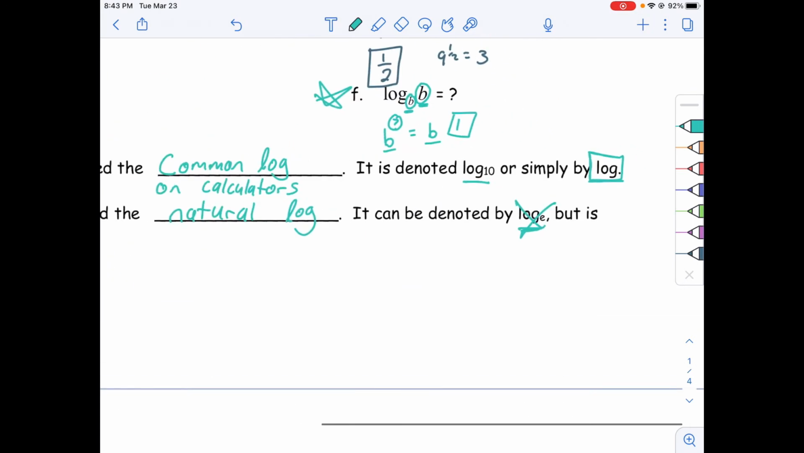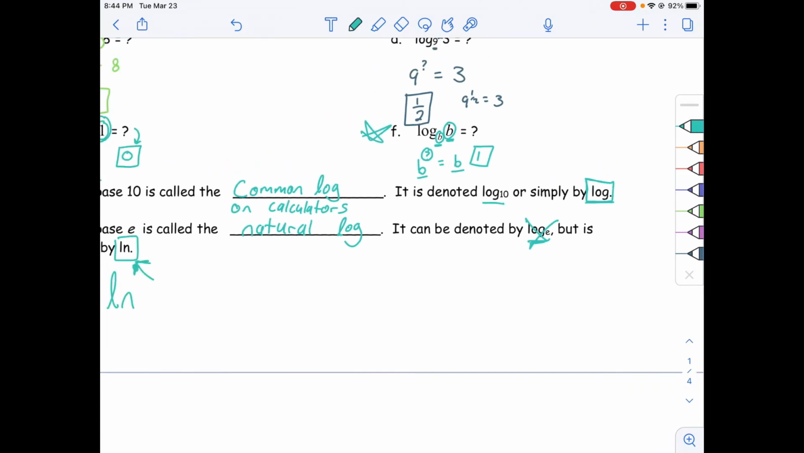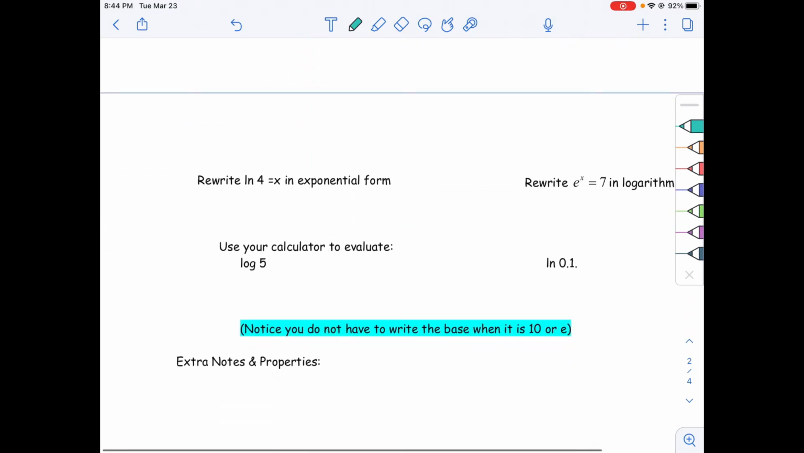So one thing to notice about these two definitions, the log button on your calculator only works for powers of 10. So you have to be super careful with these. You're not trying to plug in the wrong thing into your calculator, okay? So let's continue.